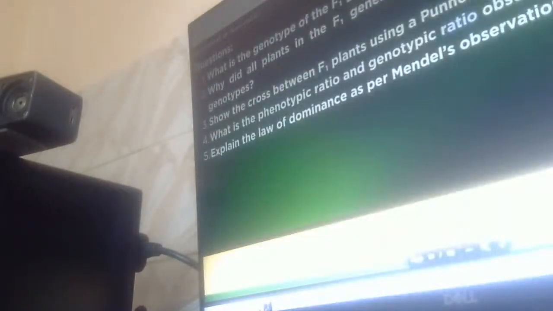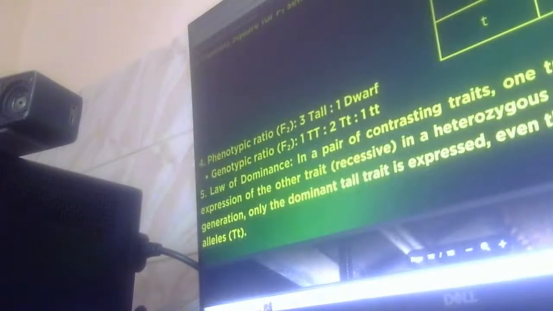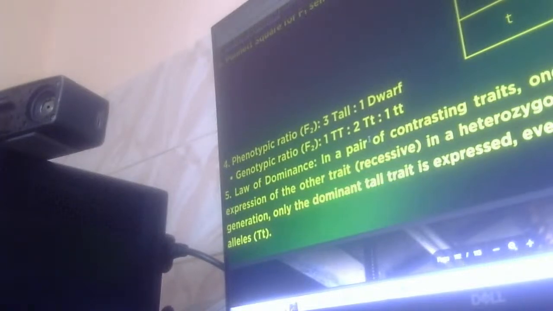Law of dominance. Law of dominance is about a pair of contrasting traits. In contrasting traits, one trait is dominant, the other one is recessive. And so the dominant trait is expressed even though both are there. Oh, dominance is kind of fine.